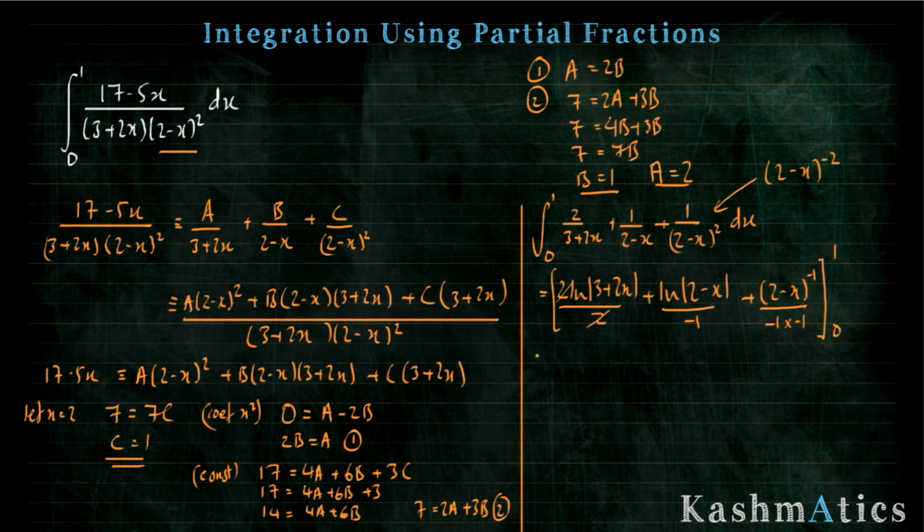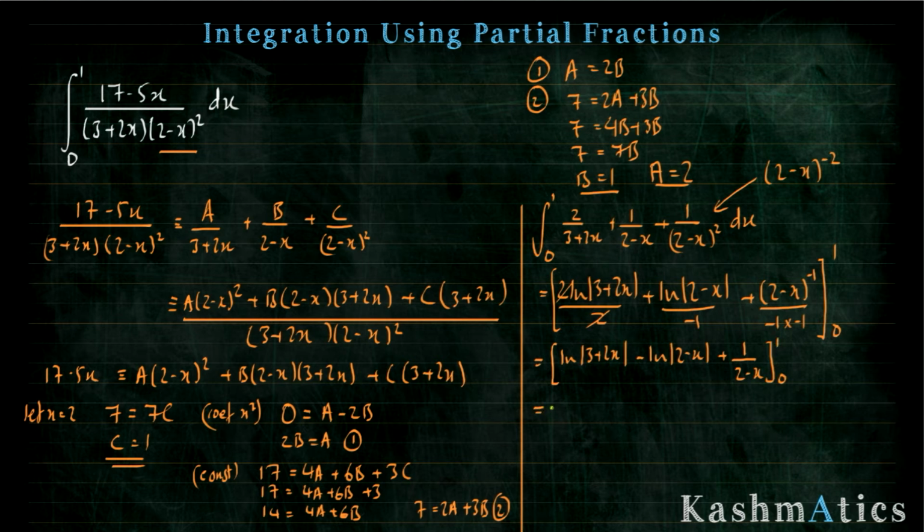Now before I put the limits in, I'm just going to tidy things up a little bit. So this term here becomes ln of 3 plus 2x. This one here becomes minus ln of 2 minus x, and this becomes a positive term, and this will just become 1 over 2 minus x, and that's between 1 and 0. So let's go ahead and plug these limits in.